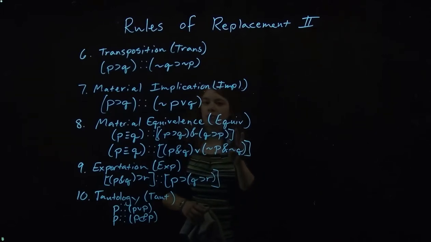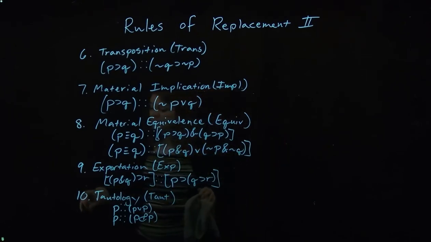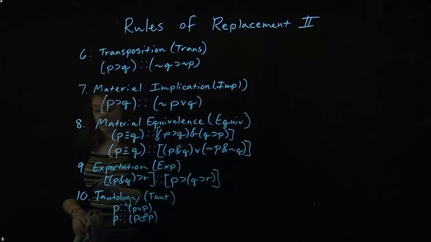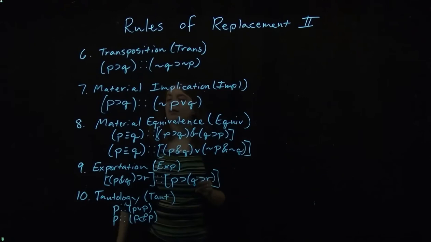So I fibbed with you last time. There are not 9 rules of replacement, there are 10. I'm sorry for my inability to count, but there are going to be a total of 10 rules of replacement to know for this time around, not to memorize, but to know here. So let's go over each of these here.